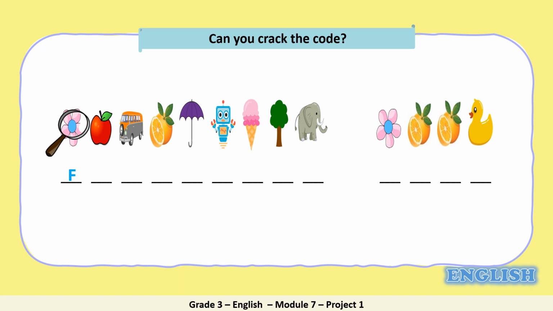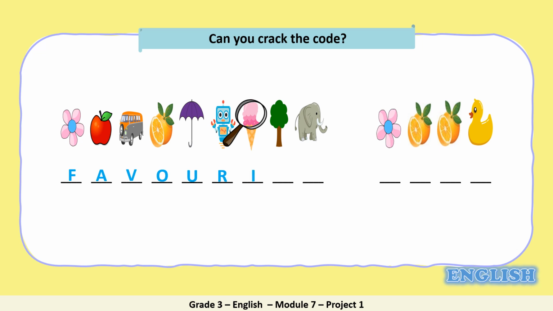The next letter is A for apple. And the next letter is V for van. The next letter is very easy. It's O for orange. The next letter is what? You tell me. Yes, it's U for umbrella. And the next letter is very easy. It's R for rowboat.